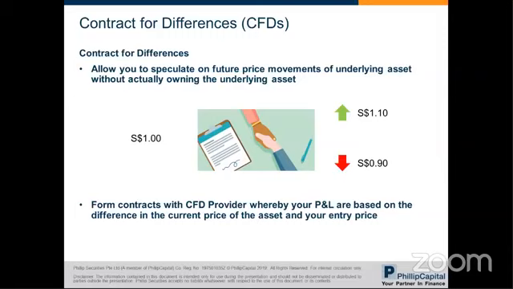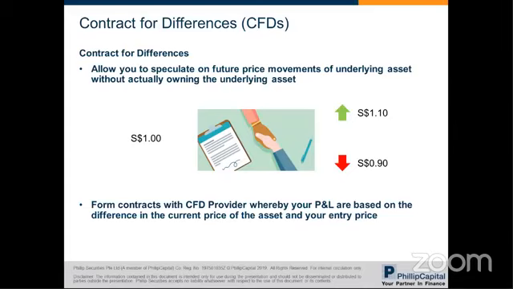You are not actually owning the underlying asset. For example, if you do a share CFD on DBS, when you start this contract, you don't own the underlying DBS share, but instead you participate in its price movement. For example, if you form a contract at a price of $1 and it moves to $1.10 or 90 cents, you can make a profit of 10 cents per share or lose 10 cents per share.